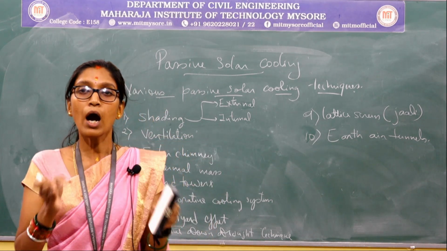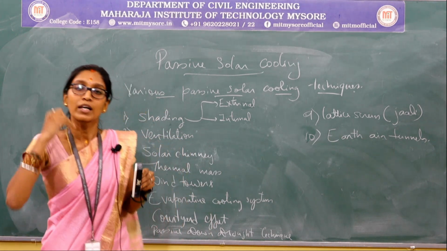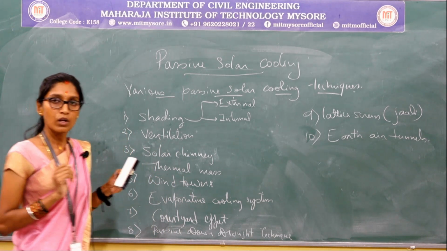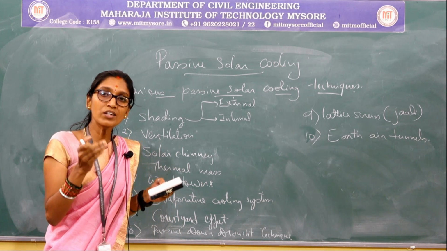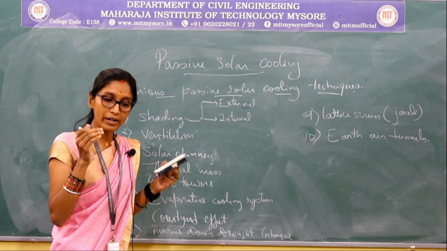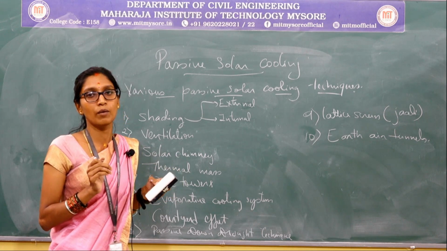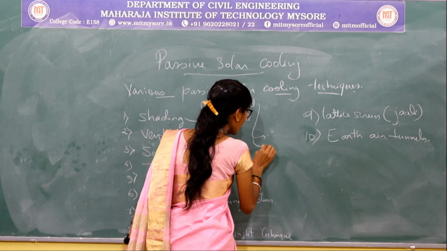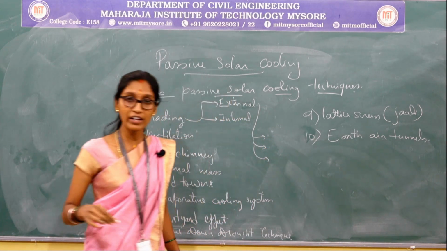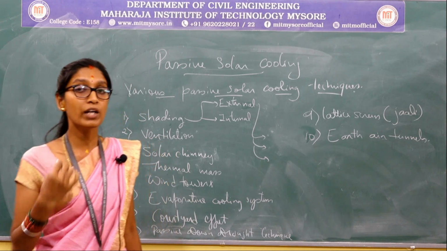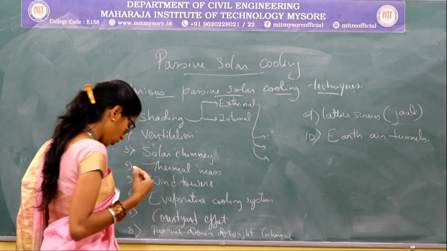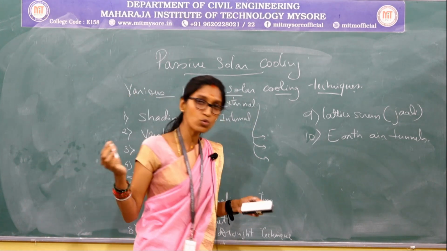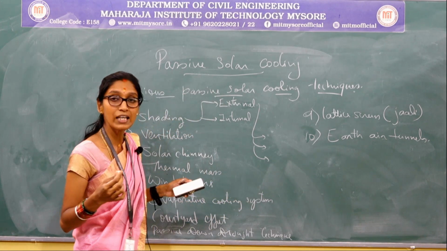Now, how to cool a system externally, or how to prevent the entry of solar radiation into a system externally. So we have various tools or techniques that can be adopted in order to cool a system. The first one is providing the eaves.